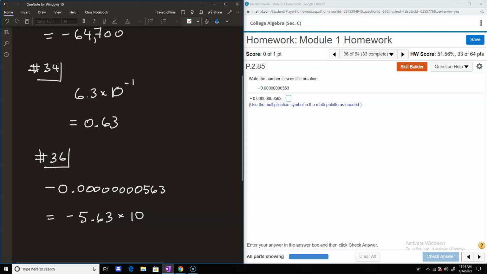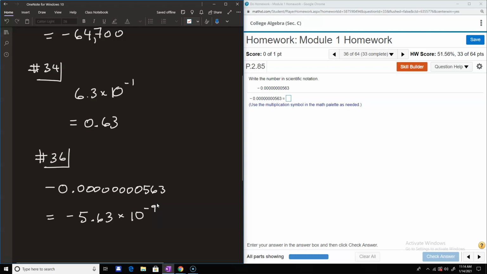And notice this is a very, very small number, which means it's going to have to be a negative exponent. Multiplying by 10 to a negative exponent is going to make things smaller. 10 to a positive exponent is going to make things bigger. So you really just have to pay attention to counting there. Counting the number of zeros is the hardest part. But really it should be straightforward.